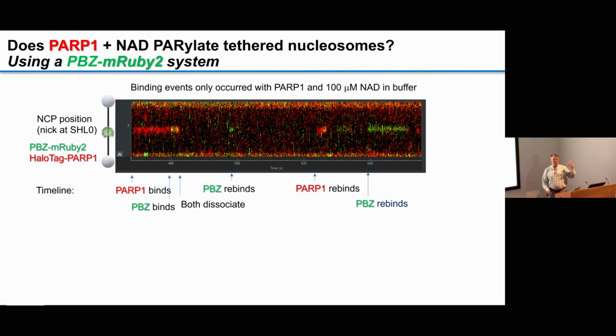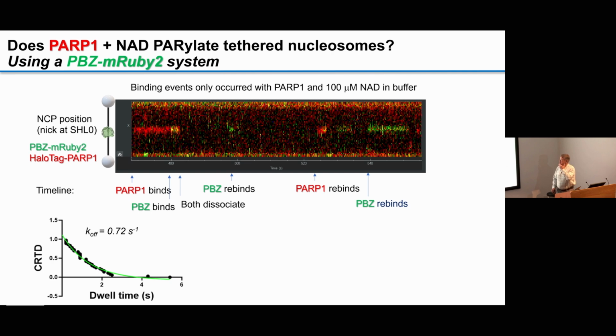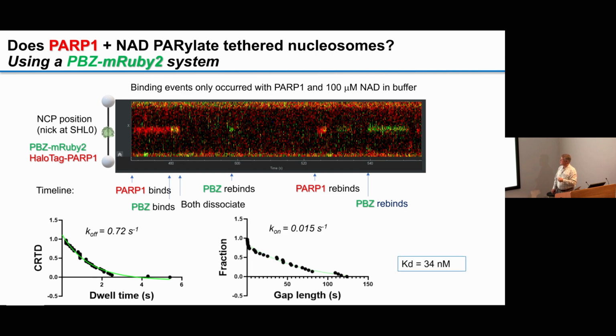Proteins that probably have 100 nanomolar affinities or higher will be very difficult to see in the C-trap, but the PBZ domain we measured to be about 34 nanomolar. So it worked very well.